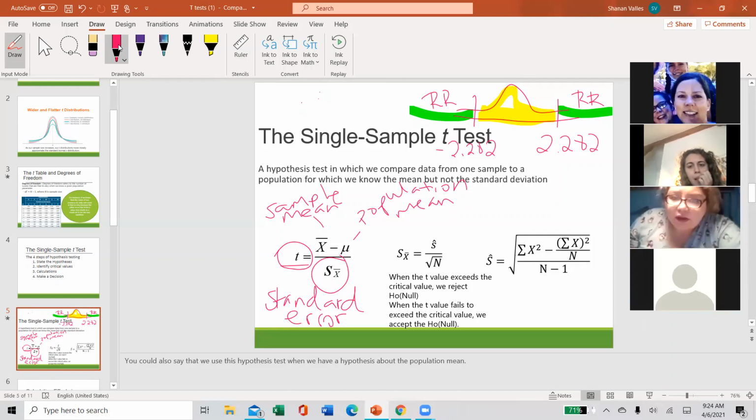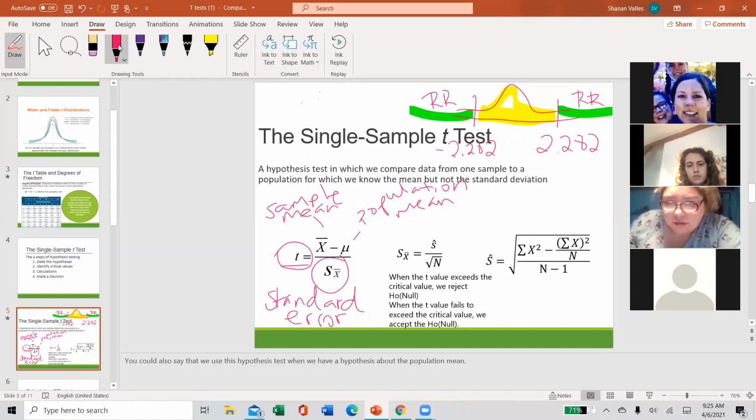Excuse me. Simple mean, is that the t or is that the whole equation? One more time, Christy. The sample mean, is that only the t or is that the whole equation? The sample mean? Yes.